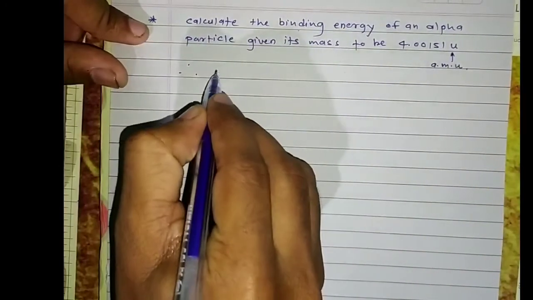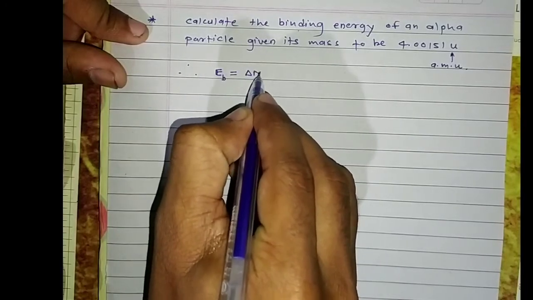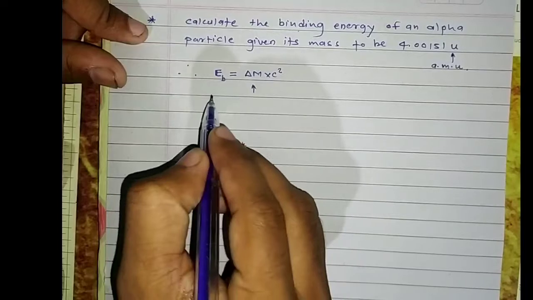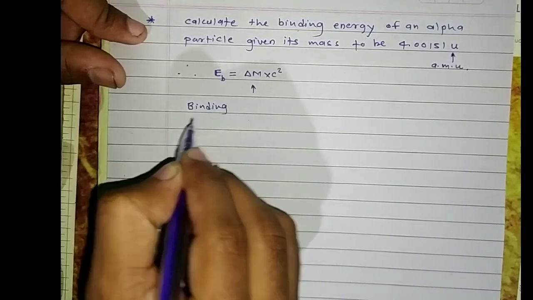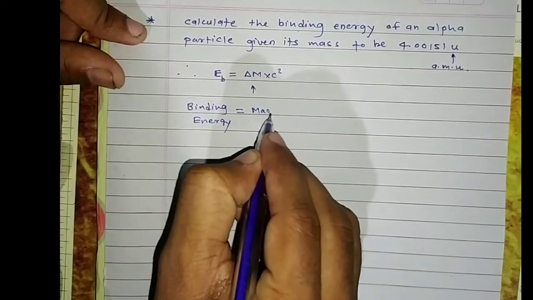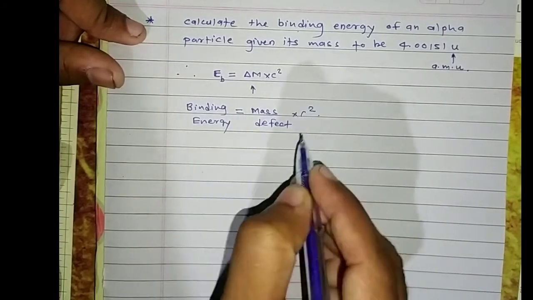So how to find out the binding energy? The binding energy of any particle is delta M into c square, delta M c square, where delta M is nothing but the mass defect. So you can call it the binding energy. Suppose binding energy is nothing but the mass defect into c square.